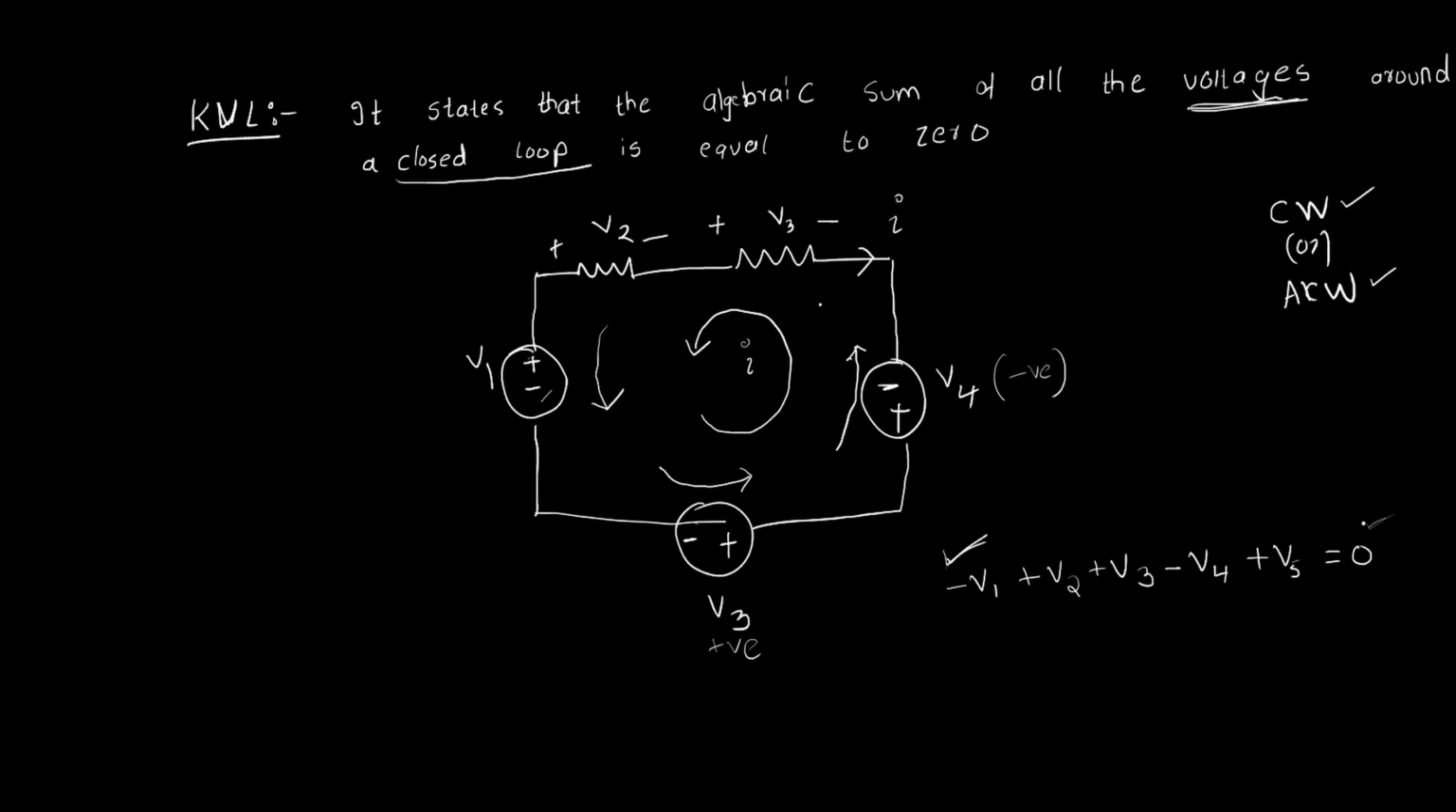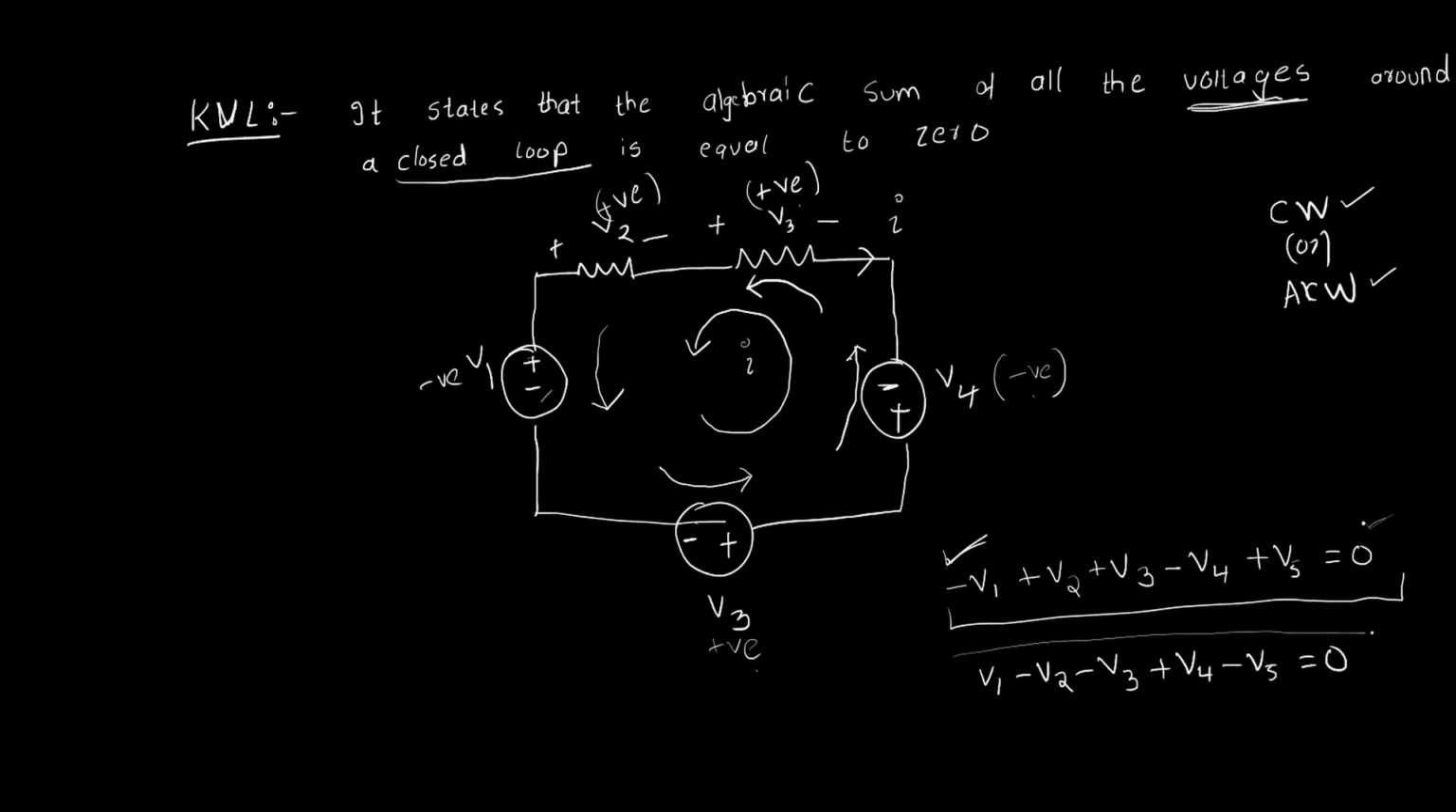Here in the resistors, the iteration is in this direction. So here the potential is being increased, due to which the value of the potential here will be positive, and in a similar manner we get a positive value here too. So this is how this equation is being written. This is negative and this is positive, this is negative, this is positive, this is positive. On rearranging this equation, we obtain V1 minus V2 minus V3 plus V4 minus V5 equals 0. This is how we write an equation in the circuit using KVL.